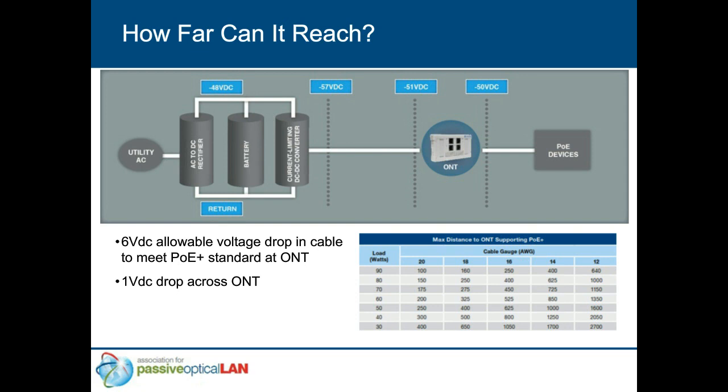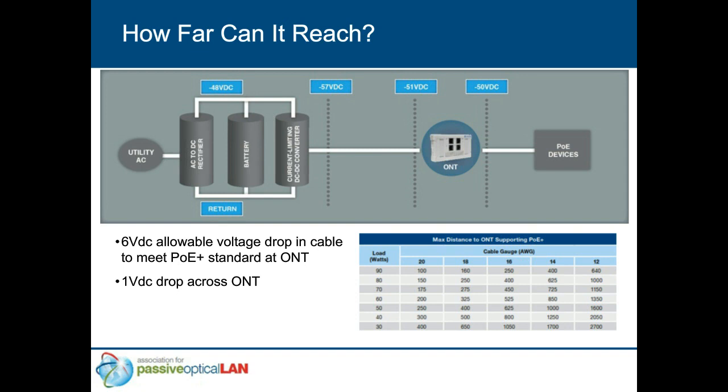Now, if you look at the table, what you see is the load, which is the amount of power consumption by the ONT, in the left-hand column. And then as you go across the other columns, they show different gauges of cable. And all of those numbers will be in feet.